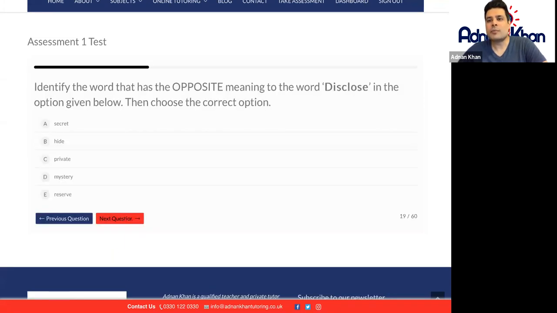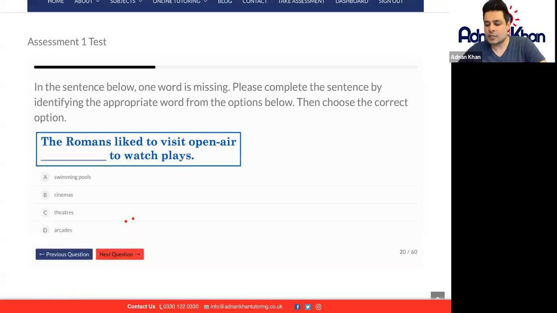Now we're looking for the opposite word for disclose. So in this case, disclose means that I reveal something to you, okay? And the opposite of disclose is to hide something. So there we go. That's the opposite section done. And now we're moving on to a new section. So let's just read this question out together.